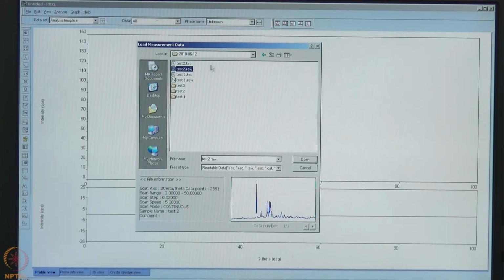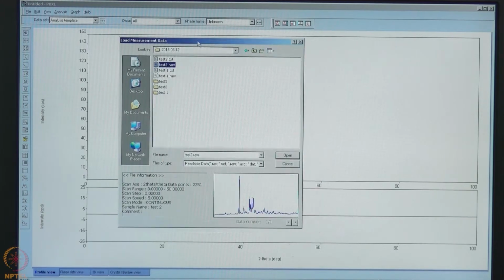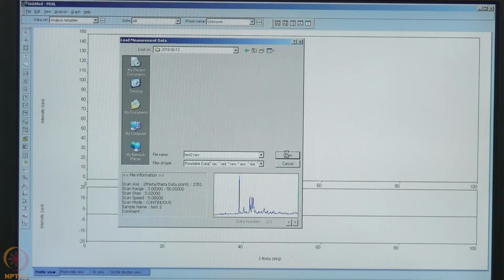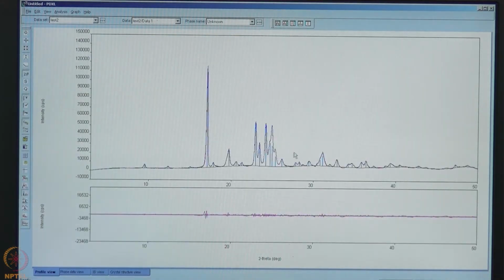So now we are going to analyze the data using the software available with this diffractometer. This software is called PDXL. So we are going to open the raw file in this software. So what is done here is that it has opened the powder X-ray diffraction data that we have just recorded, and we have a few tools to examine the data.